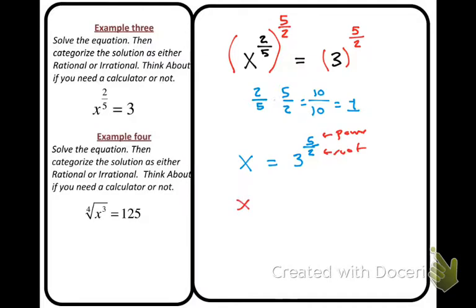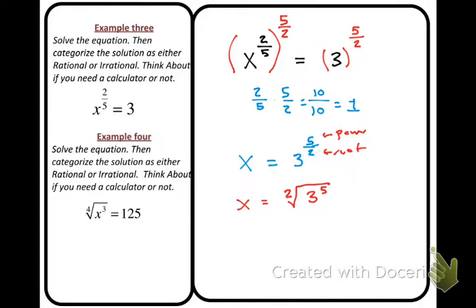So we can rewrite this as x equals the square root of 3 to the 5th power. Looking at this, 3 to the 5th power would give us 243. Now, if we're looking at 243, there's no number times itself that is going to equal 243, because we're looking for pairs here, the rule of the radical. So think about whether you need a calculator or not. For this one, you will need a calculator.